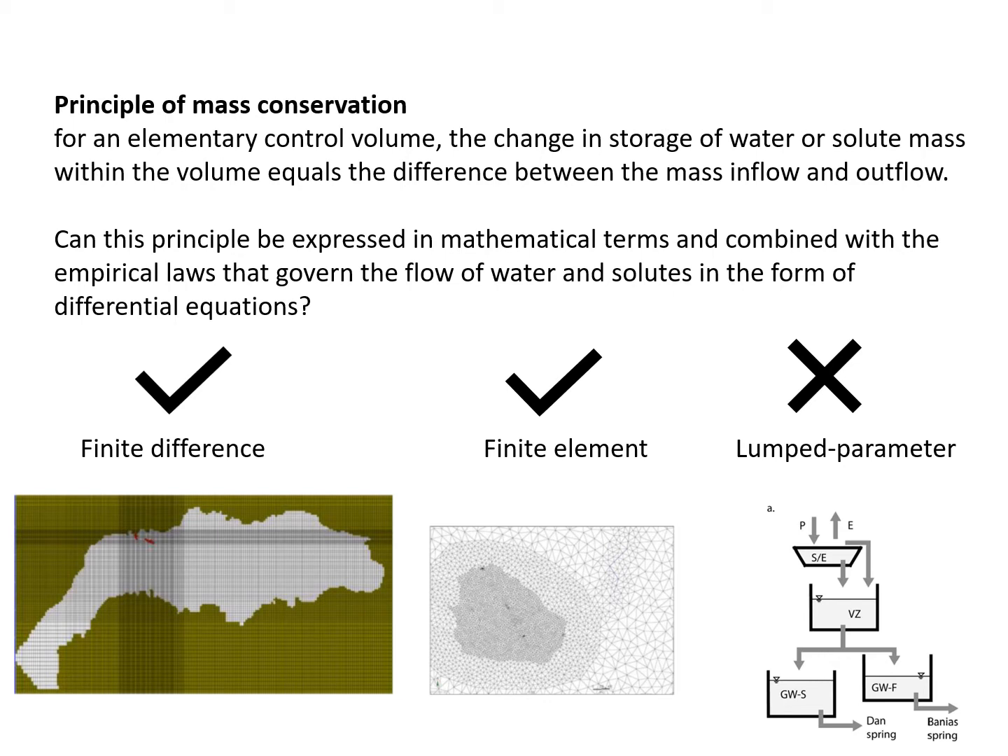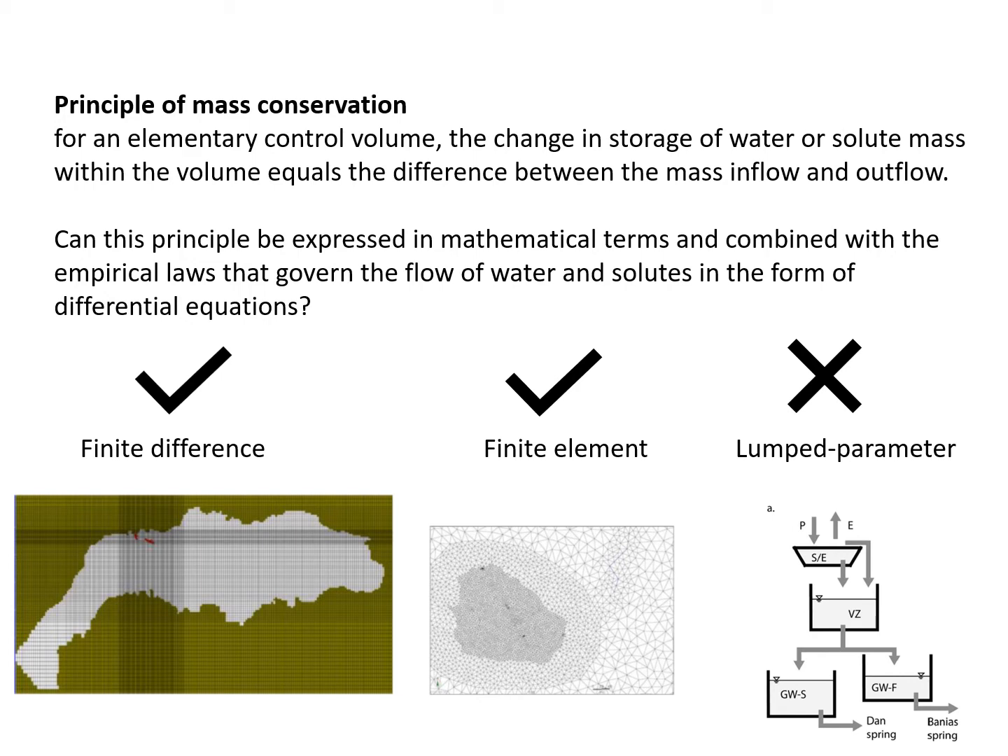So if you consider the mathematical models that you've learned about already, then they require the principle of mass conservation. That is, for the elementary control volume of your model, the change of the storage of the water or solute mass within the volume equals the difference between the mass inflow and outflow. So you have to balance the water. And the question therefore is, can you actually do this? So based on the equations and the empirical laws that you know, can you actually balance the water in your model? Finite difference and finite element models, you see some examples at the bottom of this slide for different meshes and grids, have to obey the principle of mass conservation.